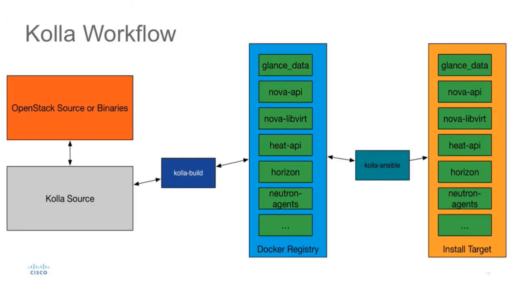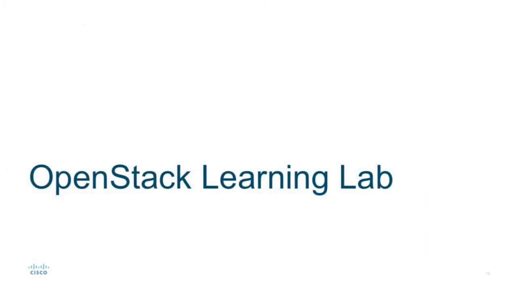So just to put that description to a picture, maybe make it a little bit easier to see, the idea is, again, you have the OpenStack binaries. We run that through Kolla, build out all these Docker containers, and build up this registry. And then using Ansible, you can deploy those to your target. So that's the idea. And now how you can get your hands on it and start playing with it.